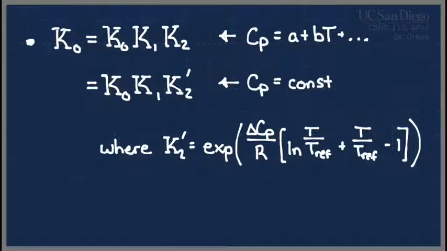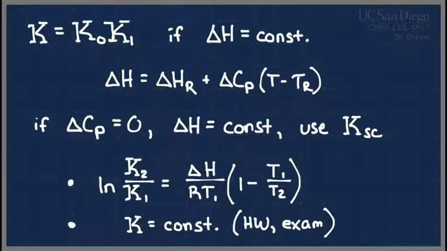So if you really have to do it, if delta CP is not 0 and nobody has said that K is constant, you can use this K2 prime expression, which isn't terrible if you put it inside MATLAB. It's one extra line that you have to write in there. And it's much more simple than assuming that the heat capacity is a function of all that nasty stuff. So again, the most common situations that we will be in is one of these two.